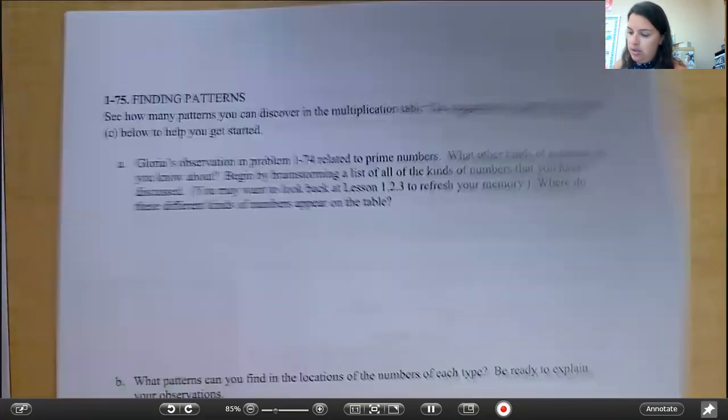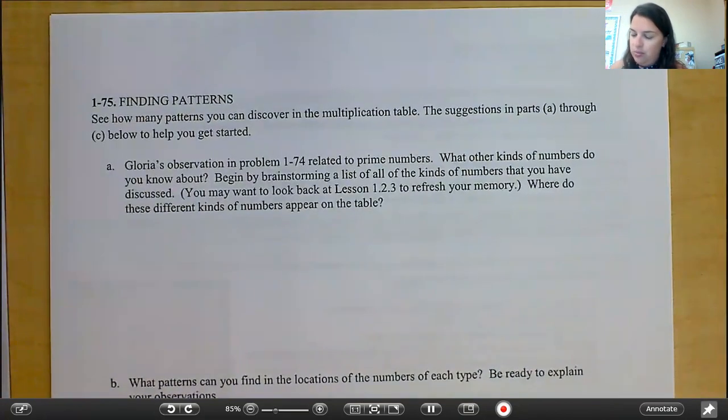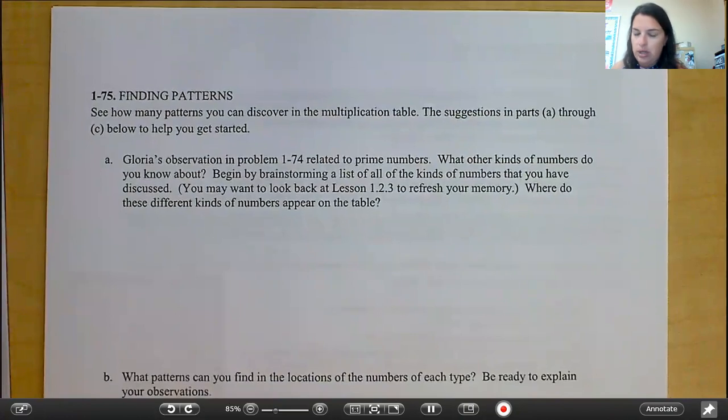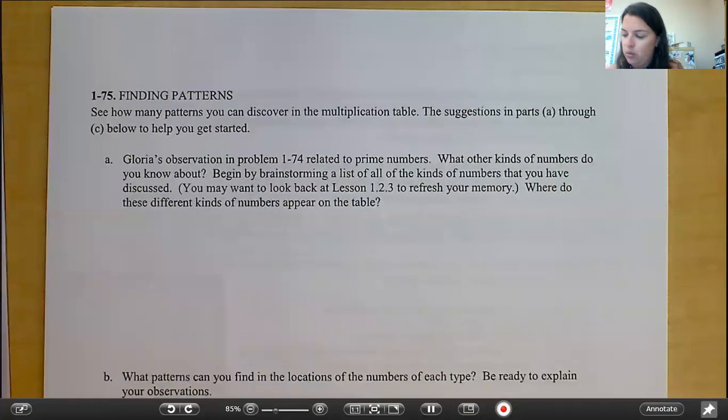175, finding patterns. See how many patterns you can discover in the multiplication table. The suggestions in parts A through C below help you get started. Gloria's observation in problem 174 related to prime numbers. What other kinds of numbers do you know about? Begin by brainstorming a list of all kinds of numbers that you have discussed. You may want to look back at lesson 123 to refresh your memory. Where do these different kinds of numbers appear on the table?